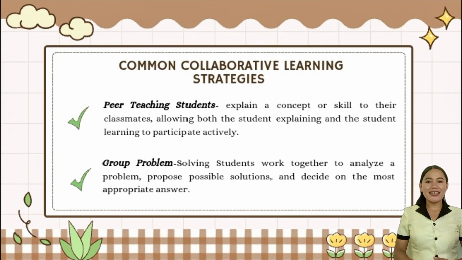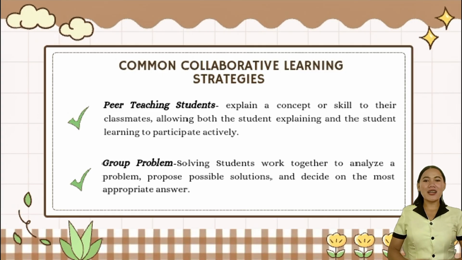The third strategy is peer teaching. This occurs when students explain a concept or skill to their classmates. For example, if one student understands a difficult concept, that student can explain it to a classmate who is having difficulty understanding it. So this will allow students to learn from one another rather than relying only on the teacher. It can also strengthen the understanding of the student who is doing the explaining, because explaining something requires the student to organize and communicate what they know.